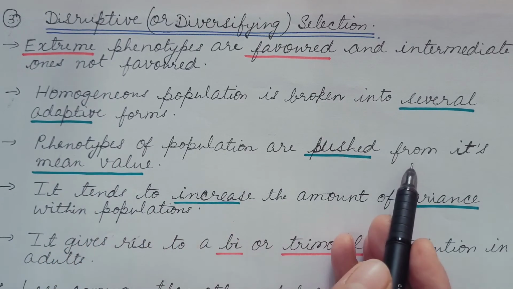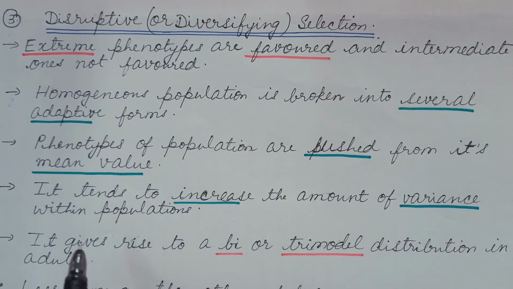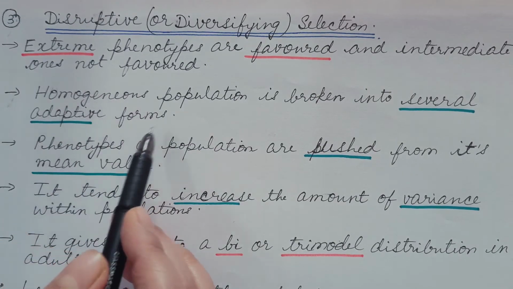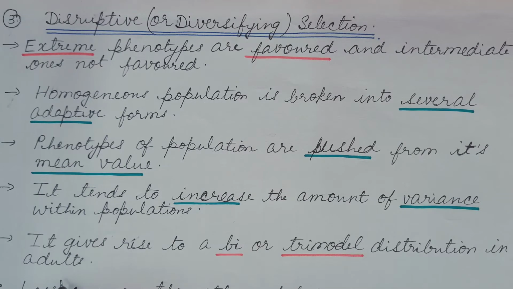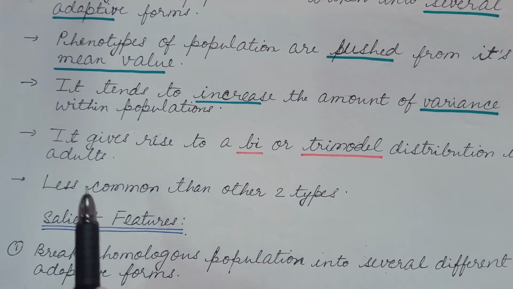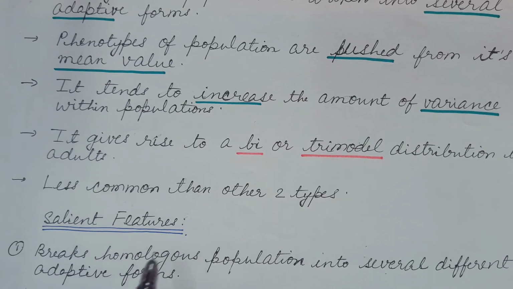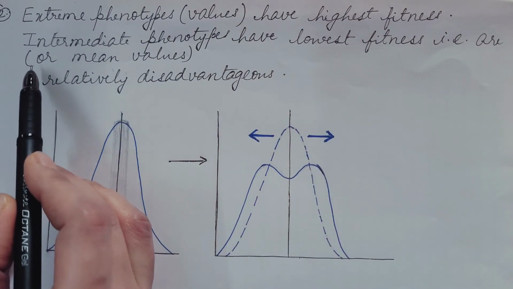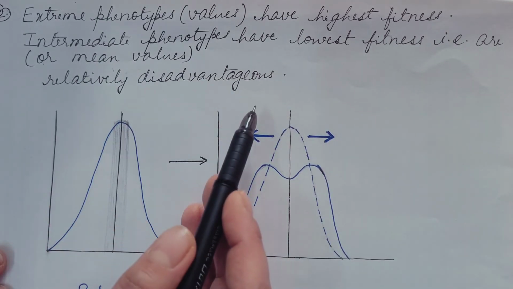Phenotype of populations are pushed from its mean value. It tends to increase the amount of variance within the populations because now the population is no more homogeneous. It gives rise to a bi or tri-modal distribution in adults instead of unimodal as earlier. It is less common than the directional and stabilizing selection. Salient features: breaks homogeneous population into several different adaptive forms. Extreme phenotypes have highest fitness. Intermediate phenotypes or mean value have the lowest fitness, that is, are relatively disadvantageous.